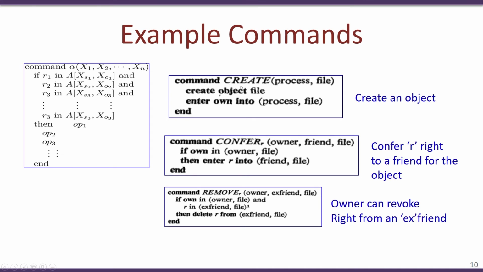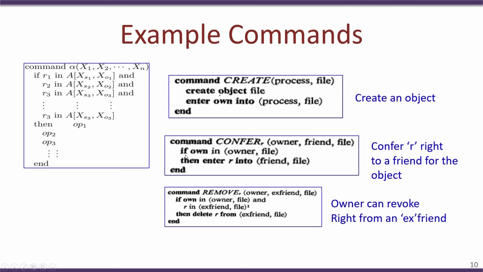For example, we have this create command. This create command takes a process and a file, and the command is as follows: create object file and enter own into A[process, file]. In this way, what we see is that a process can create a file, which would mean that in the cell corresponding to this process and this file, the ownership attribute gets added on.